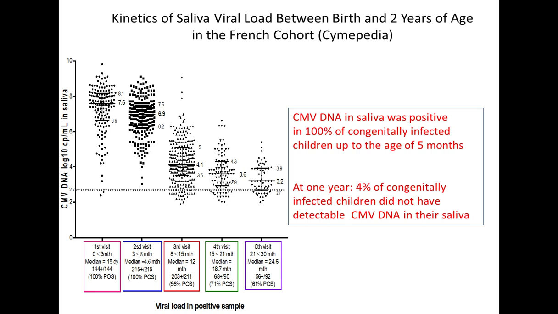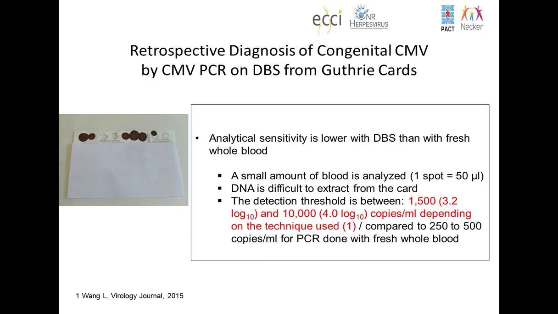And you can see that on this slide, where I reported the kinetics of saliva viral load between birth and 1 and 2 years of age in our French cohort. You can see that CMV DNA in saliva was positive in 100% of congenitally infected children up to the age of 6 months. And at 1 year, 4% of congenitally infected children did not have detectable CMV DNA in their saliva, meaning that 96% still had CMV DNA detectable in the saliva.